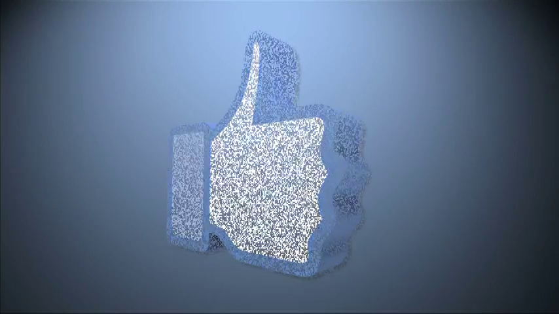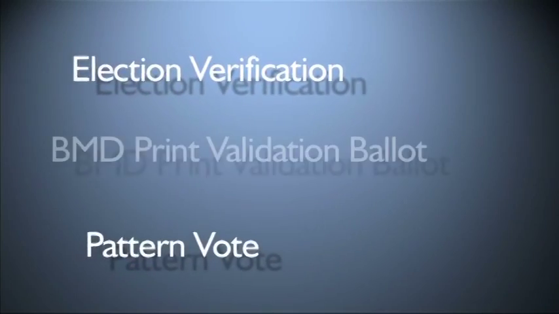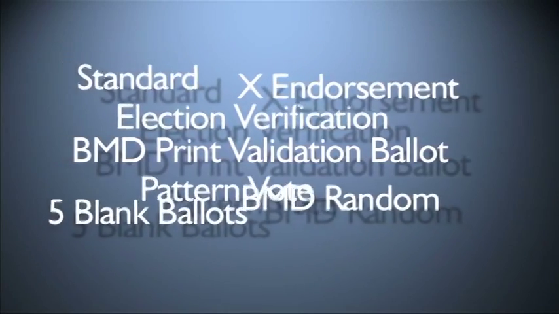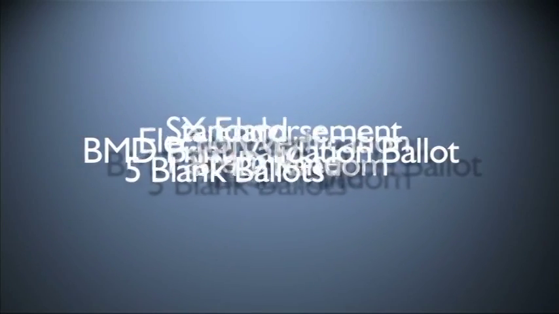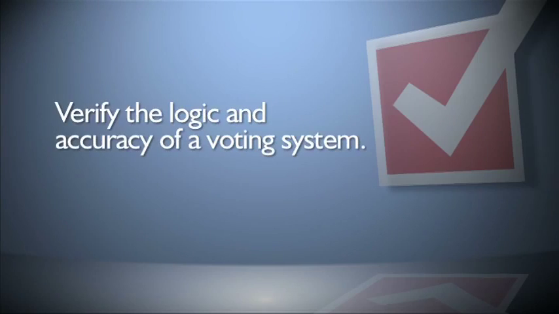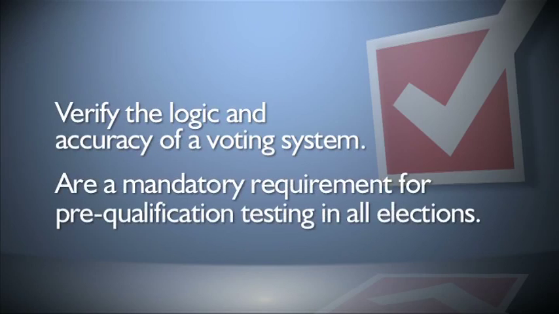Once a voting system passes this first pre-qualification test, a number of specified subdecks are created and verified. Together, these subdecks make up the test deck procedure. Each subdeck has a specified purpose in verifying the logic and accuracy of a voting system. And there is therefore a mandatory requirement for pre-qualification testing in all elections.